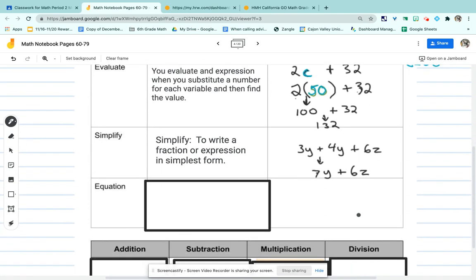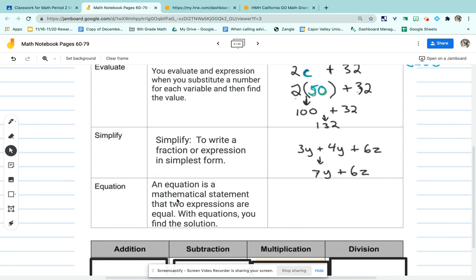Okay. Now, next, we're going to talk about equations. And feel free to pause this video if I'm going too fast. Feel free to rewind it if you need to. And definitely, if you have questions about what we're talking about, ask those questions when we see each other in class. So the next one is equation. And let me remove the blind here.